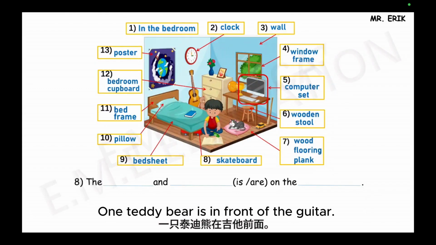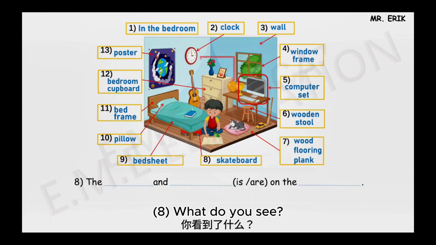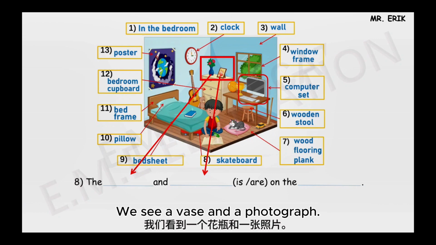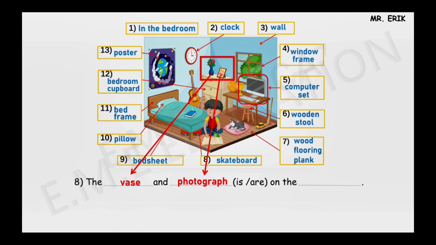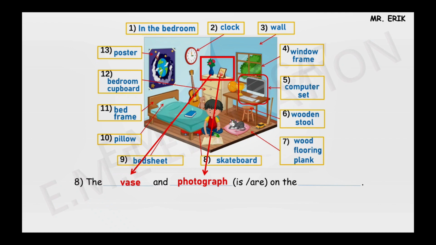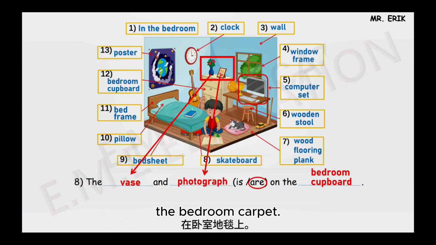Number 8. What do you see? We see a vase and a photograph. Where are the vase and photograph? They are on the bathroom carpet.